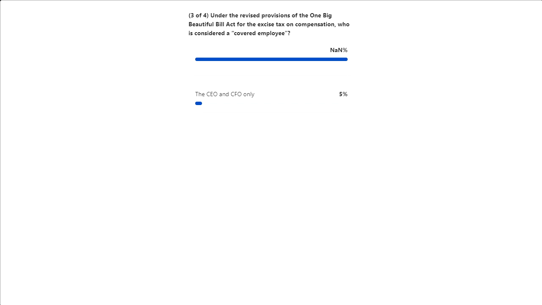So the correct answer is actually D: any employee of the organization with remuneration in excess of $1 million for tax years beginning after 2025. Actually, it could be a broader base of individuals because, as I said, you could have parachute payments, but that group of people would be subject to the tax.